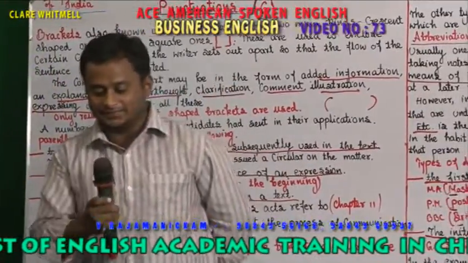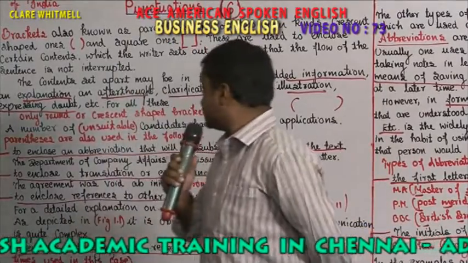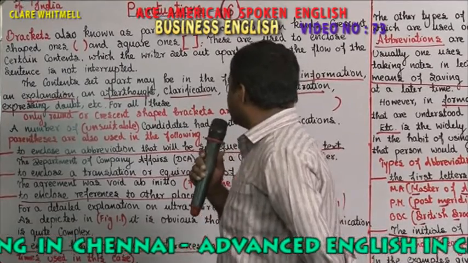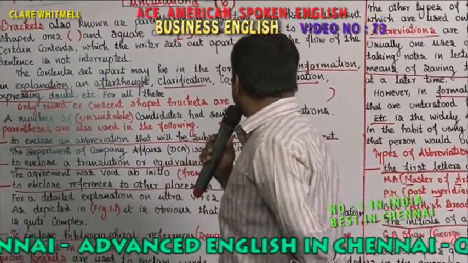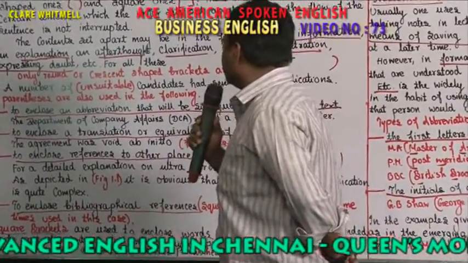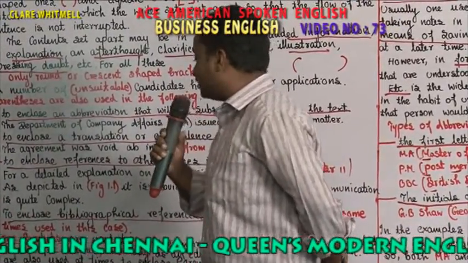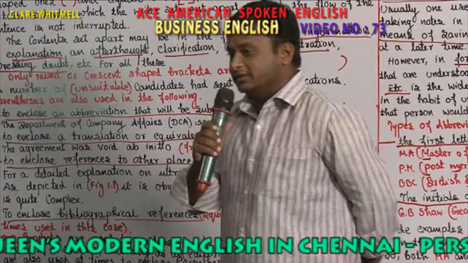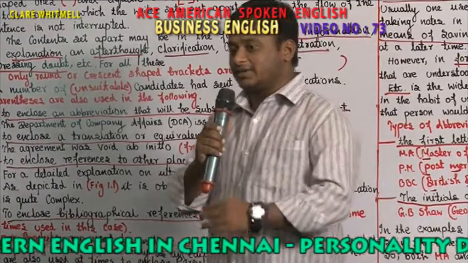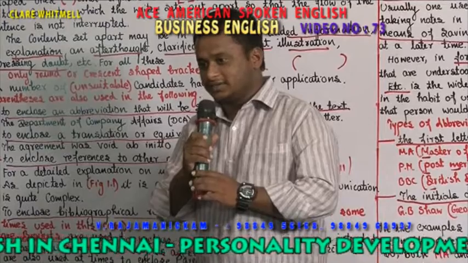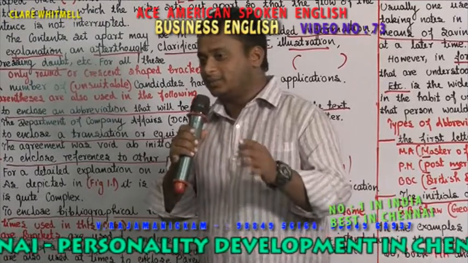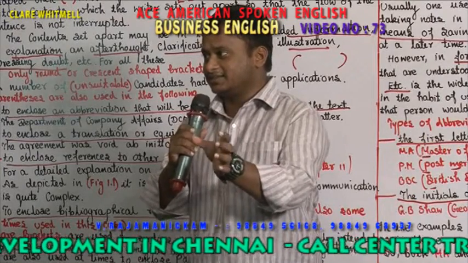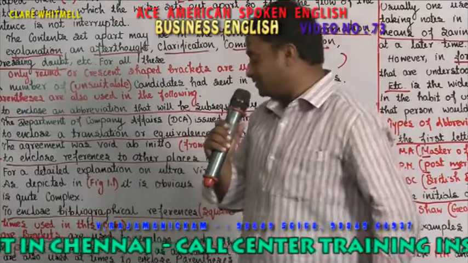Good afternoon, friends. Brackets. Brackets are also known as parentheses, of two main kinds, crescent shape bracket and square bracket. Bracket gives information, adding information. For example, at cinema, the Bahubali, in the beginning, it clarifies the beginning or ending.